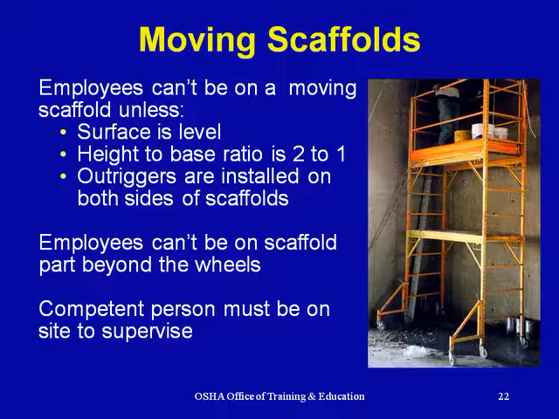Moving scaffolds. Employees can't be on a moving scaffold unless the surface is level, the height to base ratio is 2 to 1, and outriggers are installed on both sides of the scaffold. Employees can't be on scaffold parts beyond the wheels. A competent person must be on site to supervise.